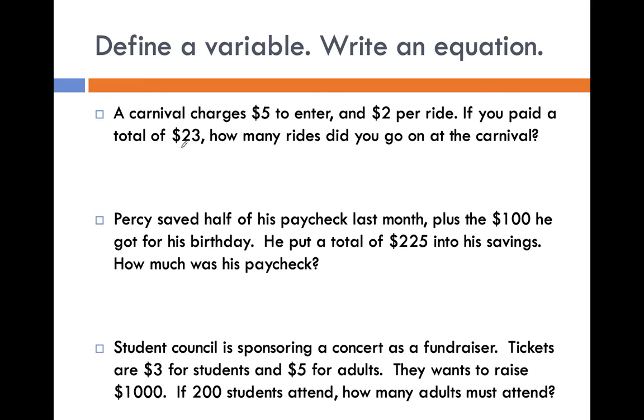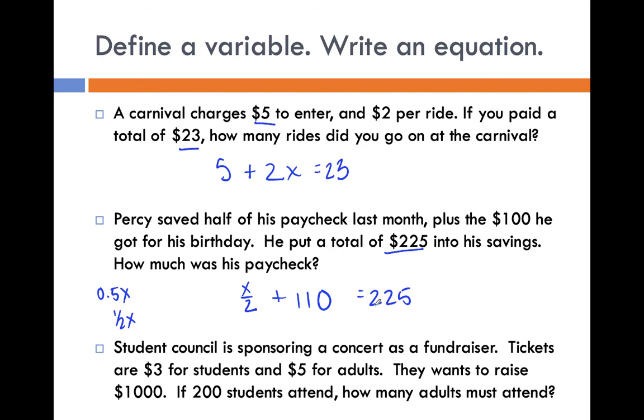This first one we know is a total of $23, so we know it equals 23. $5 is the entry fee plus $2 per ride times X rides. So 5 plus 2X equals 23. For the second example, we know that Percy's total is $225. He saved half of his paycheck last month, so you could do X divided by 2, or you could do 0.5X, or you could do 1/2X. Any of those work. Plus, he had 110 for his birthday, so it equals 225.